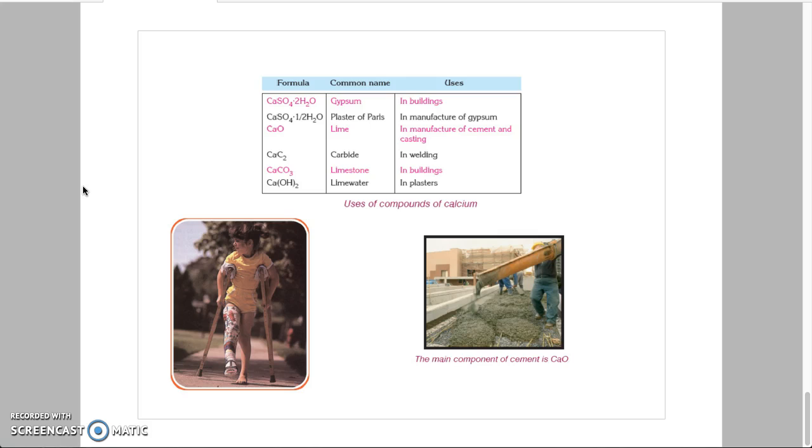In the table you can see uses of compounds of calcium. For example, gypsum is used in buildings. Lime is used in the manufacture of cement and casting. Carbide is used, as we mentioned before, in welding and others.